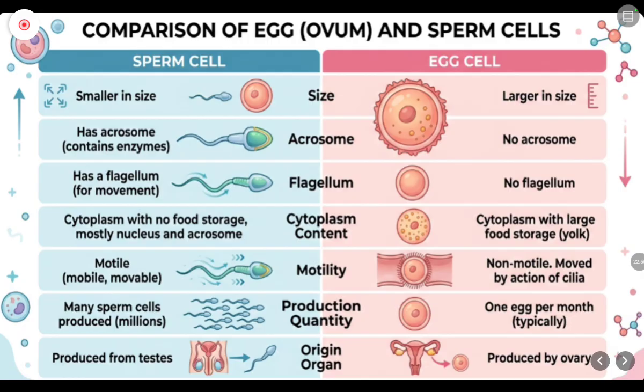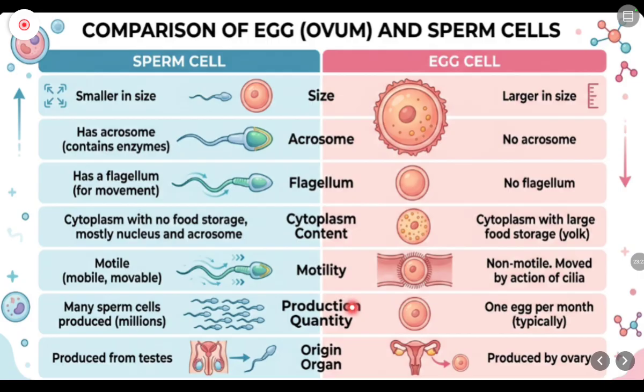Now, sperm cells are motile. They are mobile. They can move from one place in a medium to another place in another medium or in the same medium. But the egg cell is non-motile. It is moved by the action of the cilia in the ovary, and that you will learn in the reproduction lesson, which is lesson number 17 or 12, I guess.